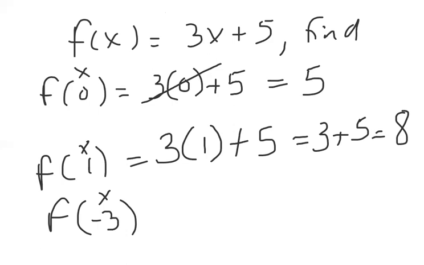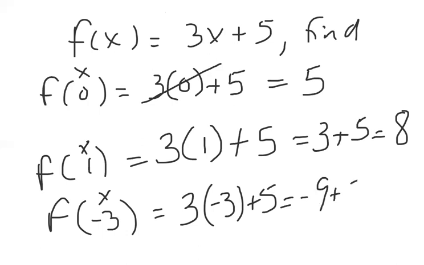Now, let's do it again, guys. F of negative 3. So we're going to do 3 times negative 3 plus 5. 3 times negative 3 is negative 9. Negative 9 plus 5 gives you negative 4. So when you input negative 3, the output turns out to be negative 4. So the value of the function at x equals negative 3 is negative 4.